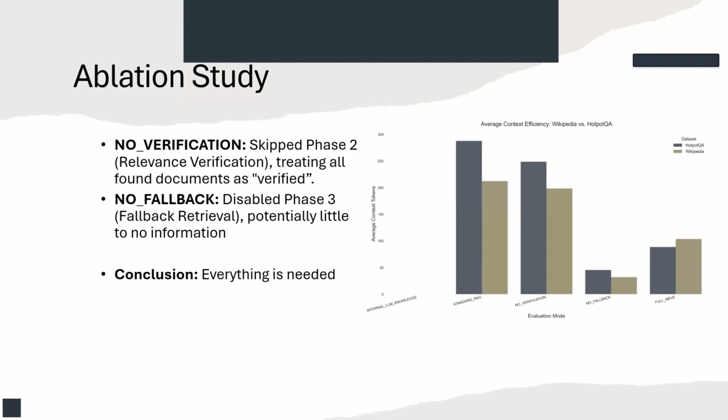But if we combine both for the full MeVe, you can see that the average context tokens are much lower while still not going towards 0. It's not around the bottom, like the no fallback. And this shows that everything seems to be needed here.